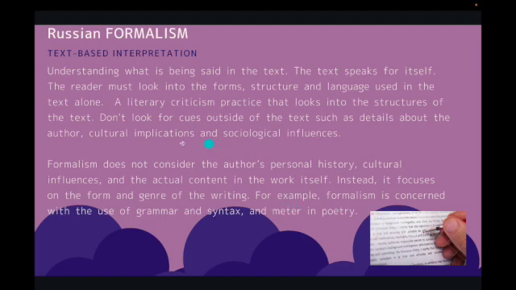It is said here that Russian formalism focuses on what is being said in the text. I repeat, it focuses on what is being said in the text. So the text speaks for itself. The reader must look into the forms, structure, and language used in the text alone. By then, the text is defined as an entirely single entity, where outside forces, like the context, are not brought up.